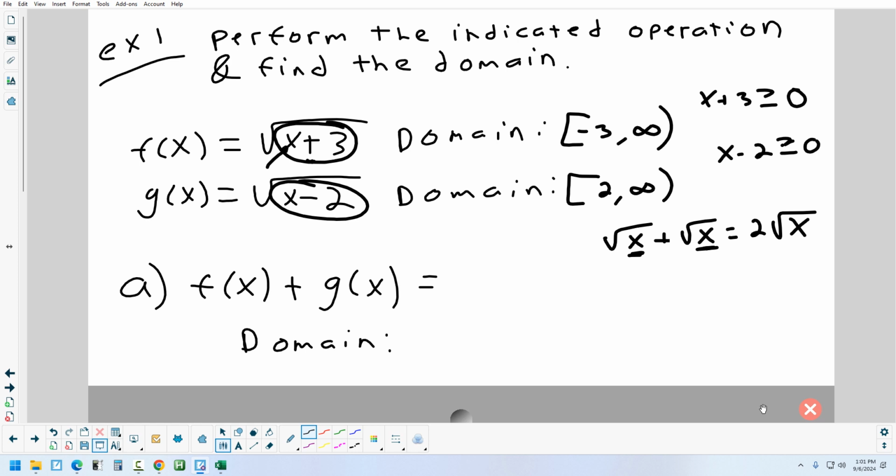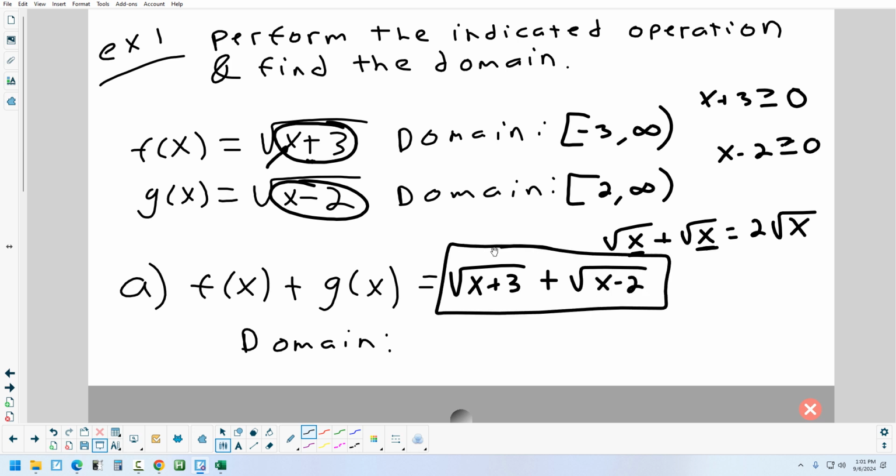Okay, so let's combine these functions together by adding them. They're not like terms, so literally just write down exactly what you see. That's f of x plus g of x. All right, now what I want to know is the domain. So remember when I drew the circles, it was the overlap.